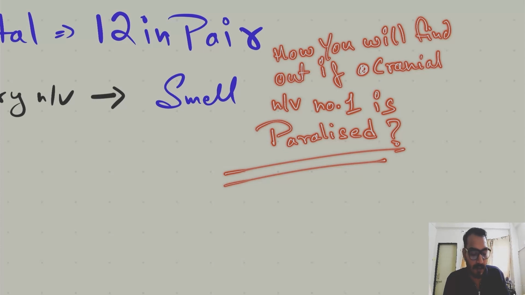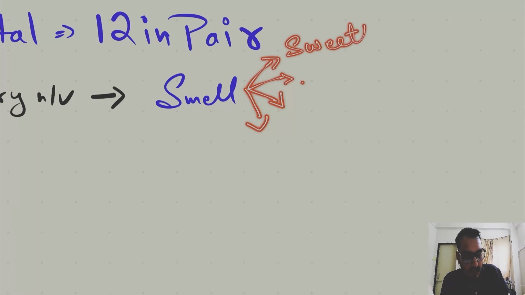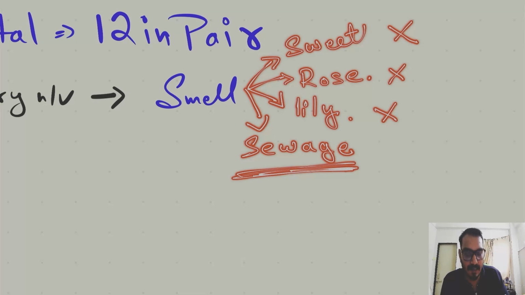So what we will do, we will give the patient 3-4 kind of smells. मान लो sweet smell, और कौन सा दे सकते हैं? रोज की स्मेल दे दो, लीली की स्मेल दे दो और सीवेज की स्मेल दे दो. ठीक है. If the patient is not finding the smells, but he can find the sewage smell.